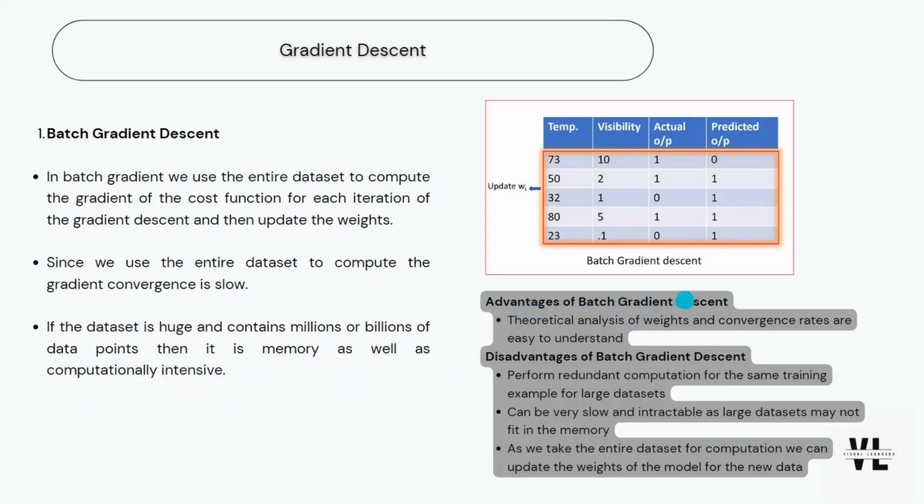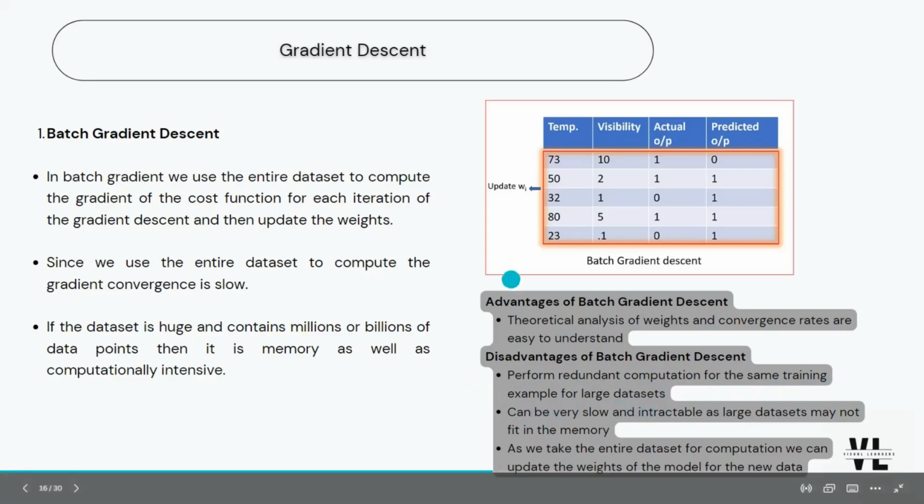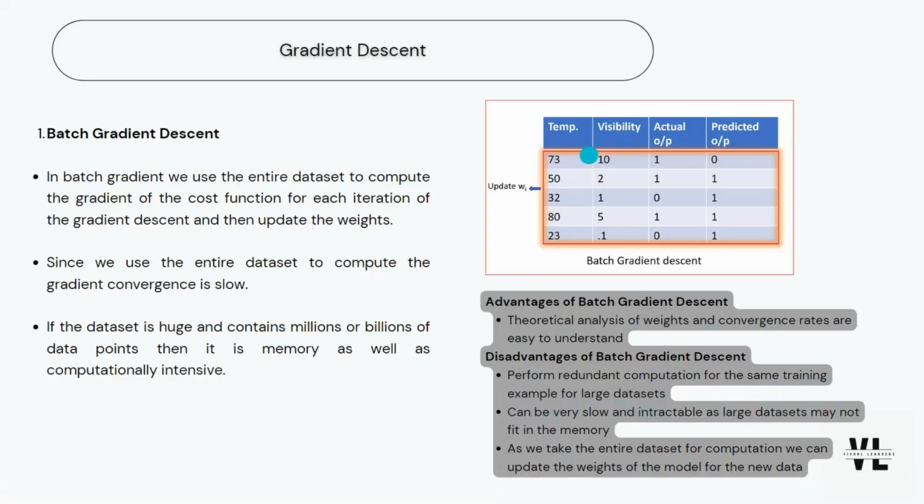But the advantage of batch gradient descent is that for the theoretical analysis, weights and convergence rates are easy to understand. Since we are sending all of the data, there is nothing complicated about it. But it has a lot of disadvantages. It performs redundant computation for the same training example for large data sets. Most of the gradients that we compute are going to be similar in each iteration since we are using the whole dataset. But if we use different parts of the dataset each time, the model is going to learn something new from each data.